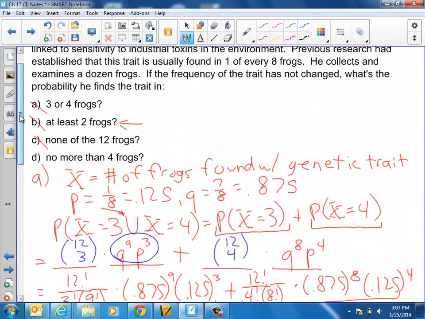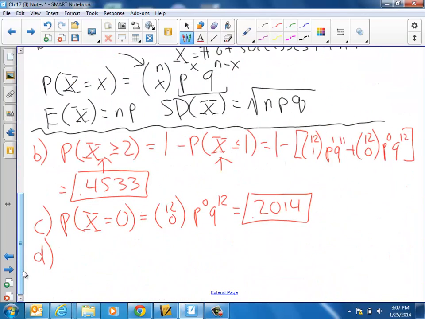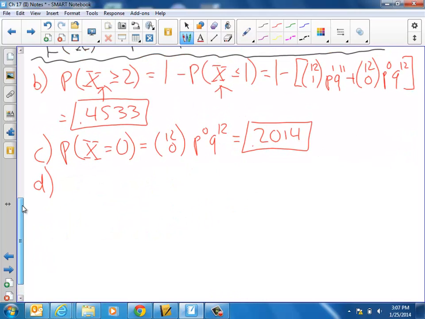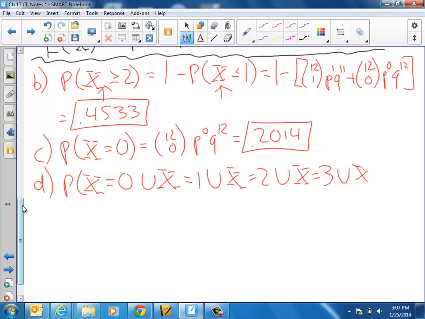D, so we've got C knocked out. D, no more than 4 frogs has this genetic trait. Okay. Well, a little bit of writing to do, but this isn't too bad. So we're talking about the probability that if no more than 4 frogs has the trait, then 0 might have the trait, or 1 might have the trait, or 2 might have the trait, or 3 might have the trait, or 4 have the trait. And there you go. So that's because, again, these are disjoint events. Cannot have only 0, only 1, only 2, only 3, or only 4 frogs with this genetic trait of a dozen, and any combination overlap.